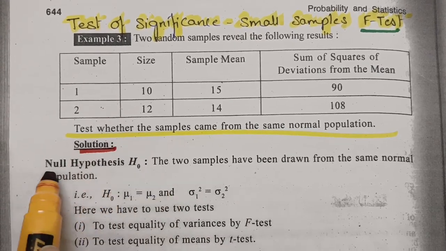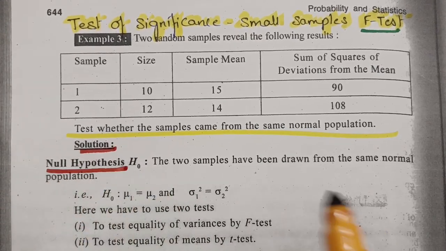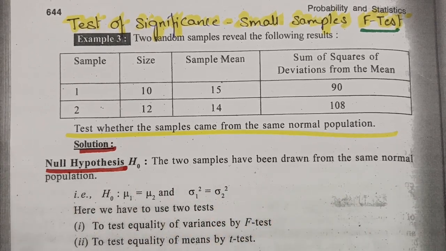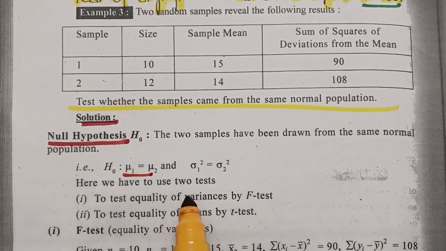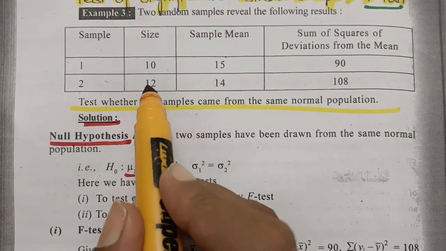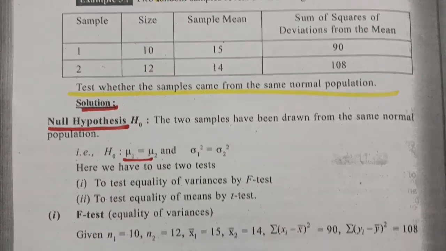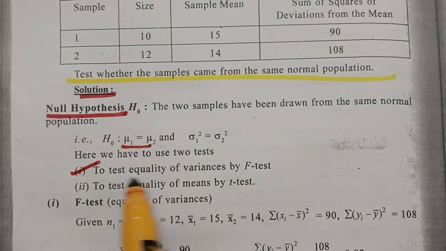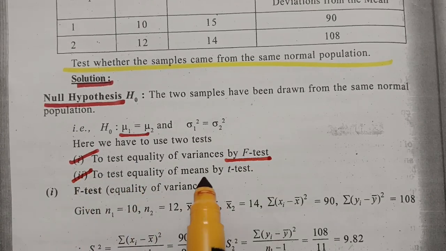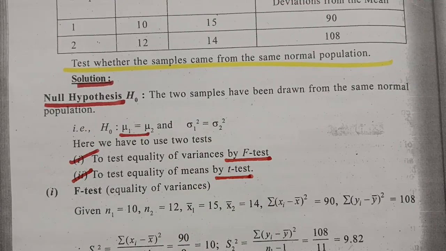In the solution, as usual, we go with the null hypothesis: the two samples have been drawn from the same normal population. So H0 is mu1 equal to mu2. Here we have to use two tests. As the sample sizes, 10 and 12, are less than 30, we are going to test the equality of variances by the F-test, and the equality of means by the student t-test.